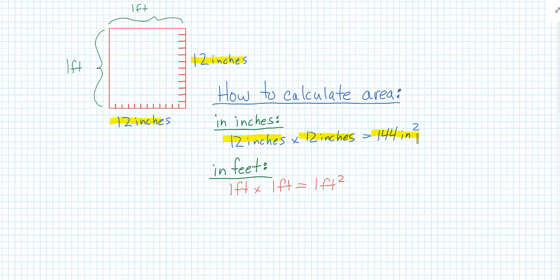Now, of course, 12 inches is equal to 1 foot, so the other side and top of the box are labeled as 1 foot measurements. To calculate its area in feet, one would multiply 1 foot by 1 foot to get 1 foot squared.